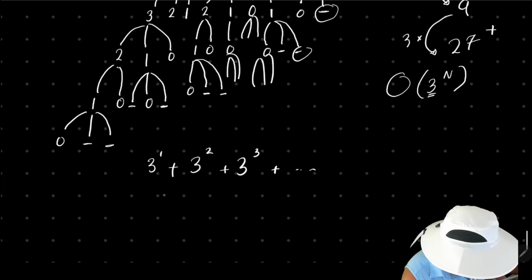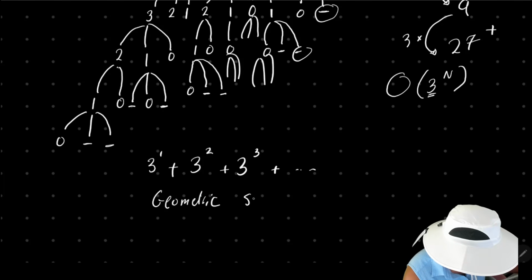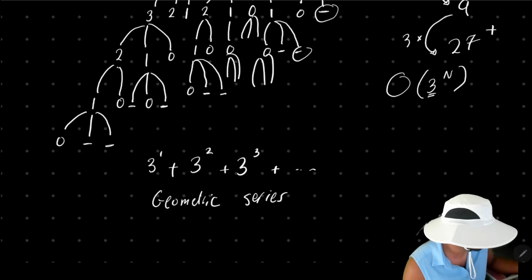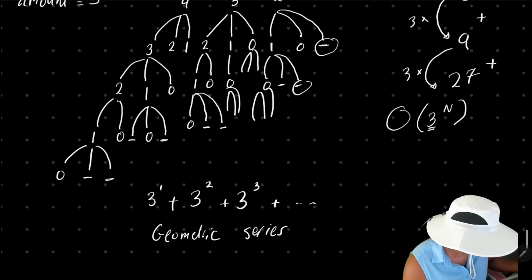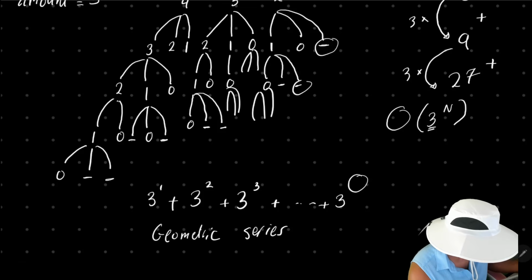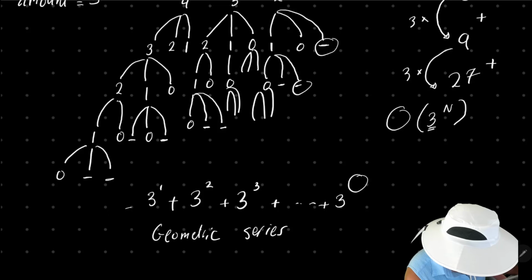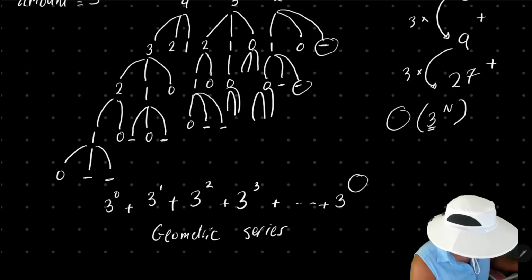This is called a geometric series. Okay? And in a geometric series, the very last number will be 3 power whatever the last number is. Okay, geometric series, and it will be 3 power 0. That will be the runtime.